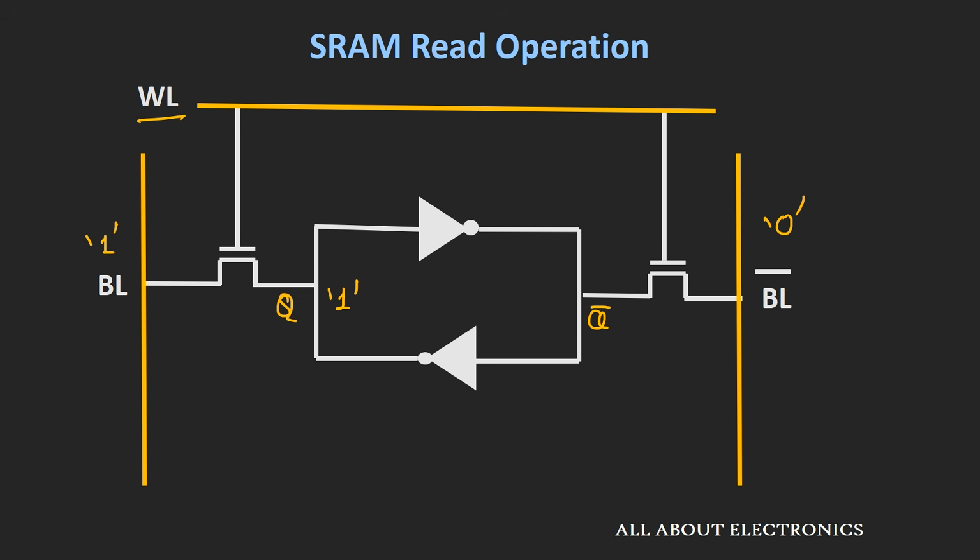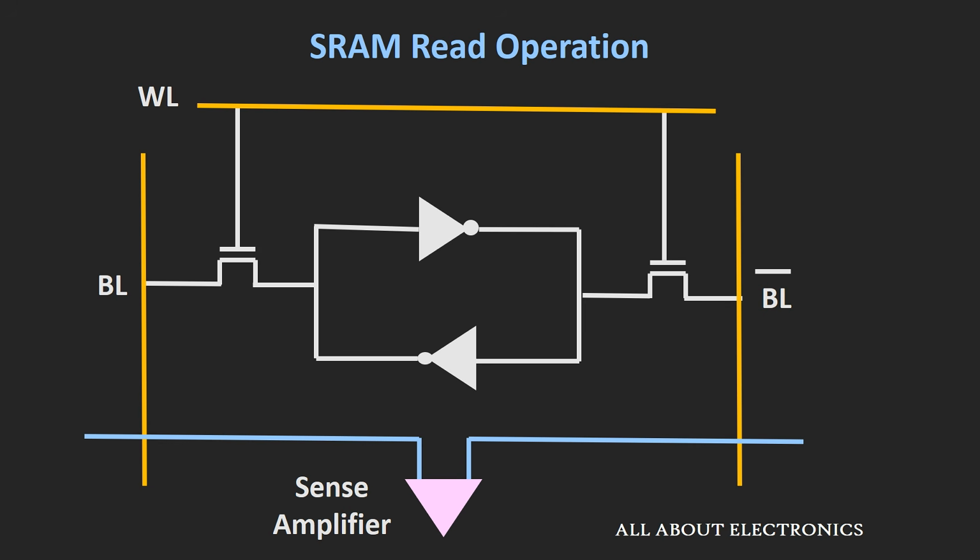Now you might ask that this can be performed only by the single bit line, so what is the need of having 2 bit lines? So the 2 bit lines are required to increase the speed of this read and write operations. So let us understand how these 2 bit lines will enhance the speed of this read and write operations.